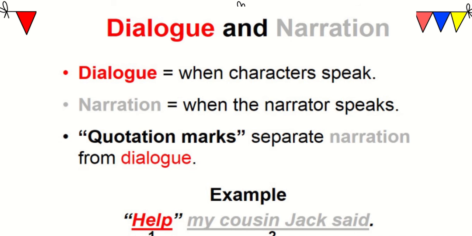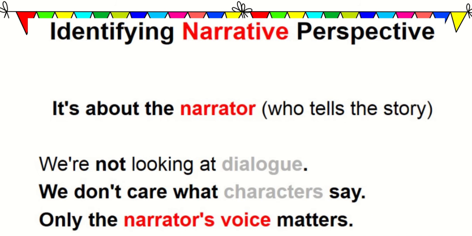Dialogue is when characters speak. Narration is when the narrator speaks. Quotation marks separate narration from dialogue. "Help," my cousin Jack said. You'll notice the word help is in quotes there. We don't want to worry about Jack talking because then you would think, oh, Jack's a character in the story. It must be first person. No, it says, my cousin Jack said. The person in the story is talking about their cousin Jack. My cousin Jack. It's about the narrator who is telling the story.